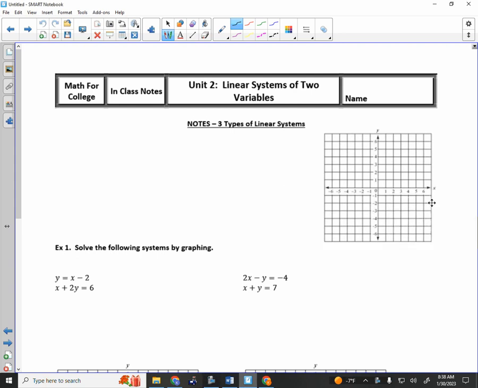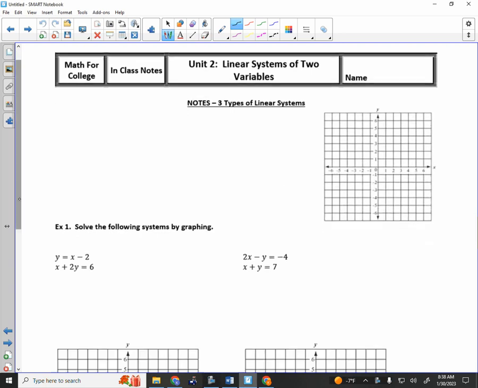Okay, here we go. Today, we're going to talk about different types of lines and systems. So a system is two or more lines, and we like to look at their intersection. It says three types of linear systems. The first one we classify as this. We say that you could have a linear system that looks like this.